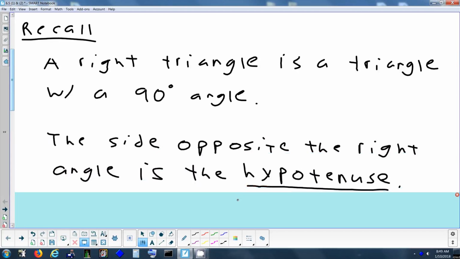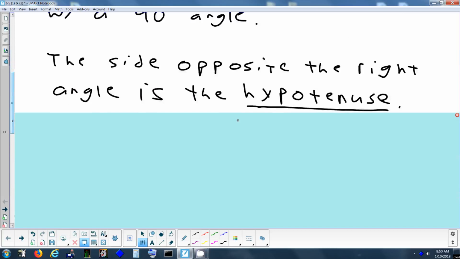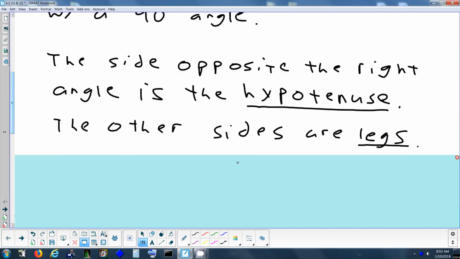And what about the two other sides? Does anyone remember what those are called? Opposite and adjacent. Okay, so that is one name for them, depending on the perspective in the triangle. One would be opposite and one would be adjacent. Does anyone know another term for them? Aren't they called legs? Legs, yeah. One of the legs is the opposite, one of the legs is adjacent. Which one is which depends on your perspective.